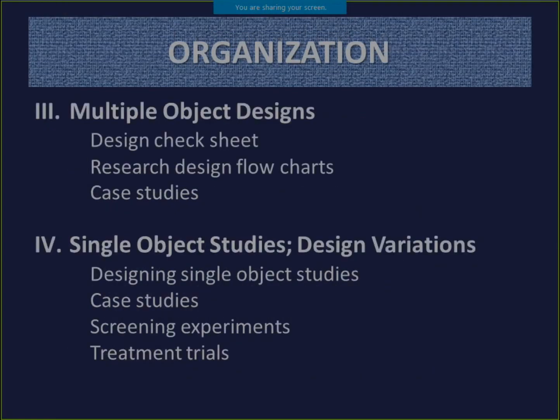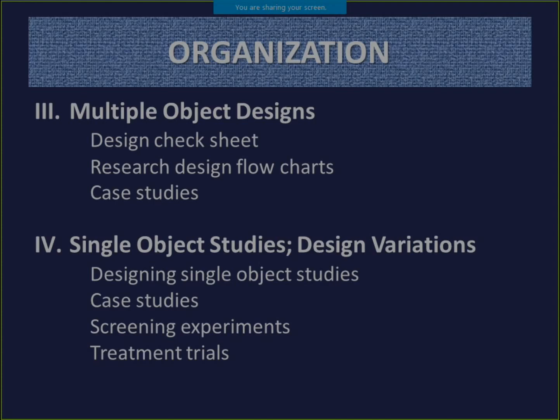Part 3 will look at the more common type of experiment that we see in preservation and conservation research, the multiple object design. We'll talk about using a design check sheet and research design flow charts or sketches or diagrams. And then we'll look at some case studies of what I think are really good multiple group designs.